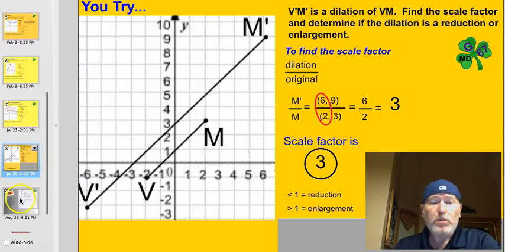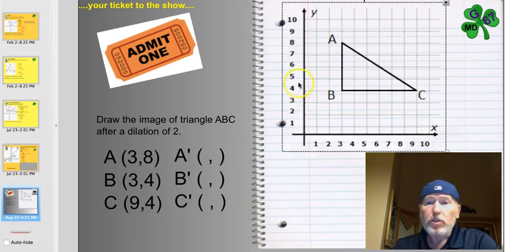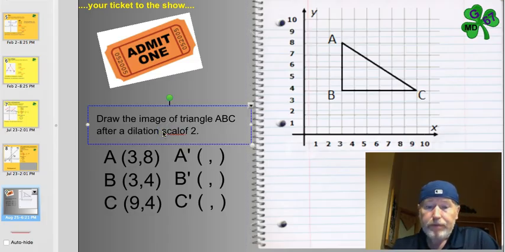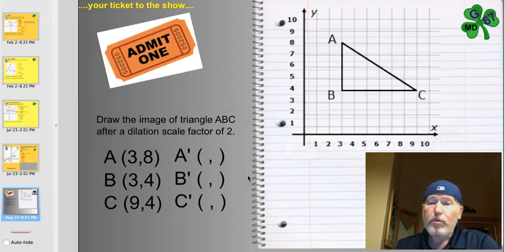All right, you're ready for the ticket to the show. I know you've been very patient with me tonight, waiting for the answer to that trivia question. So here's what I'm going to have you do. Take a look at this triangle ABC, and I've given you the coordinate points for A, B, and C. I want you to figure out what A prime's coordinates are, B prime's, and C prime's. You don't have to bother graphing it out. We'll do that tomorrow in class. I want you to figure out what those coordinates would be if you draw the image of it with a dilation with a scale factor of 2. Go ahead and do that for me. Copy those down.